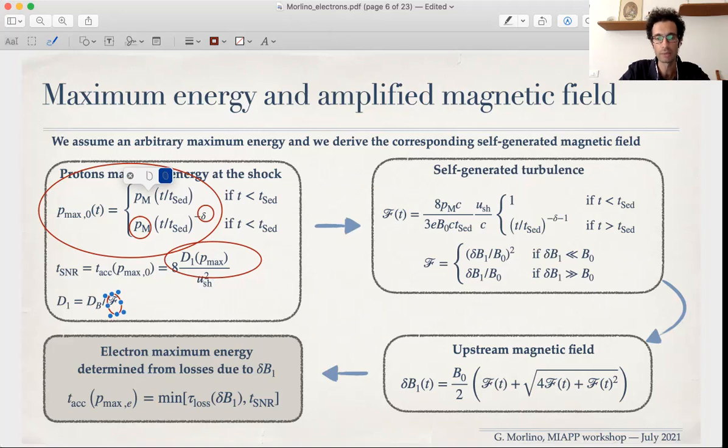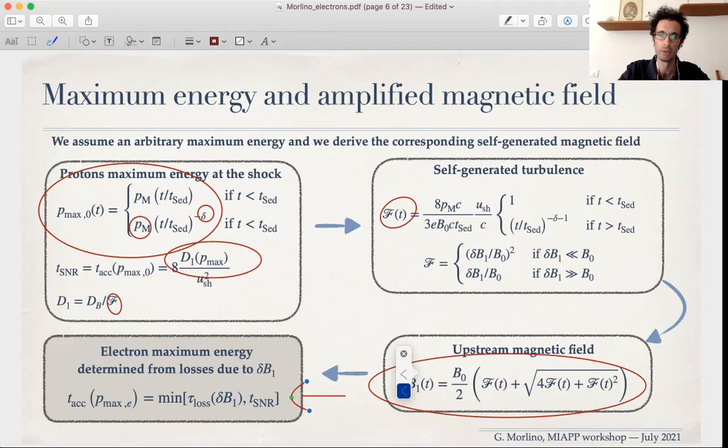Now, knowing the maximum energy, we can infer the turbulent magnetic field, and from this magnetic field, which is connected to the power spectrum F by this equation, we can finally infer the maximum energy of electrons that are regulated by energy losses. So we first start with the maximum energy of protons, we determine the magnetic field, then we calculate the energy losses of electrons, and equating the acceleration time of electrons with the minimum between the age of the remnant and the energy loss time, we determine the maximum energy of electrons. So this is the way we implement the calculation of the maximum energy.